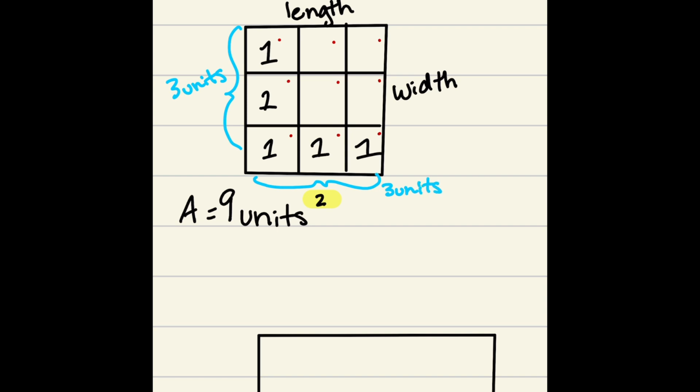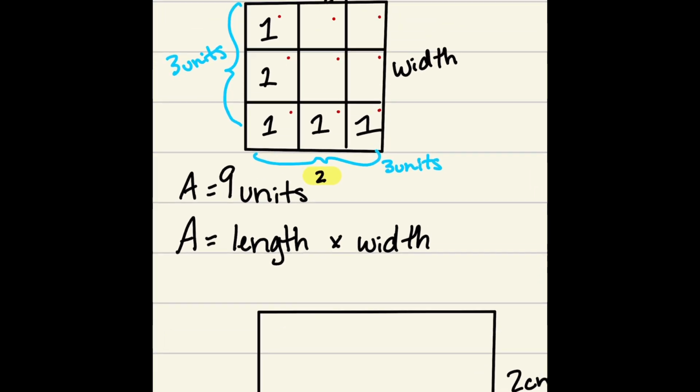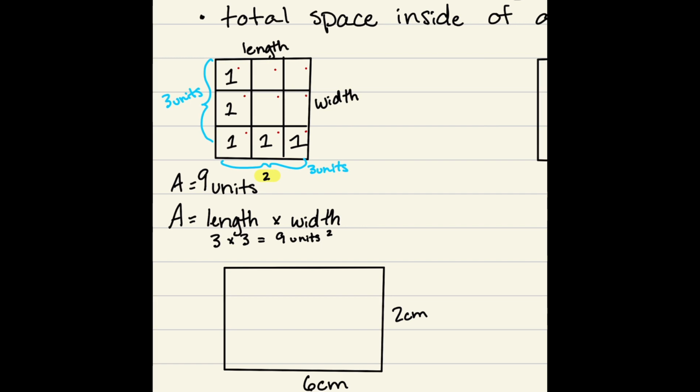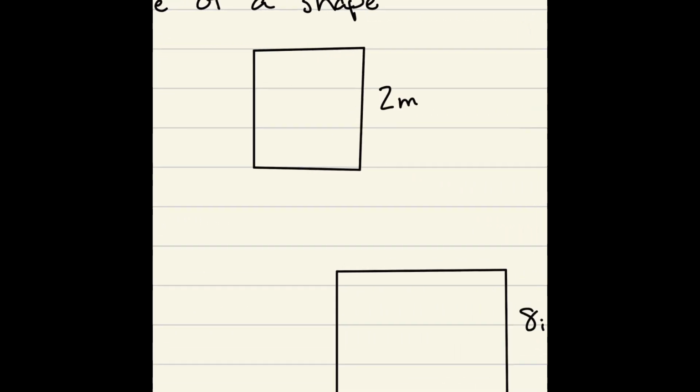So what we can do here, because we know that our area is going to be equal to our length times our width, we can do our length, which is 3 units, times our width, which is also 3 units, and 3 times 3 is also 9 units squared. Okay, let's move on to our next example.